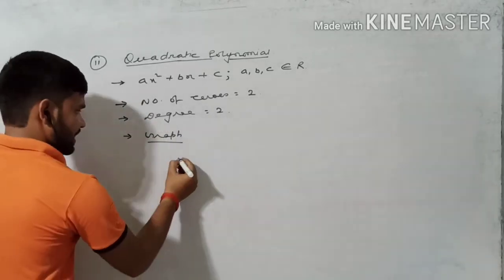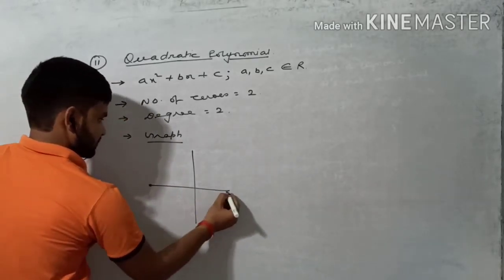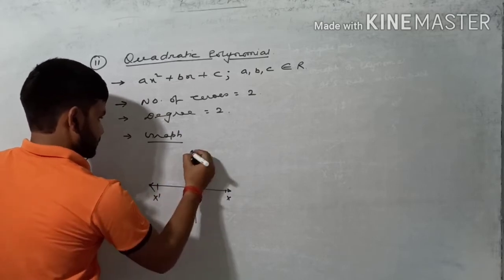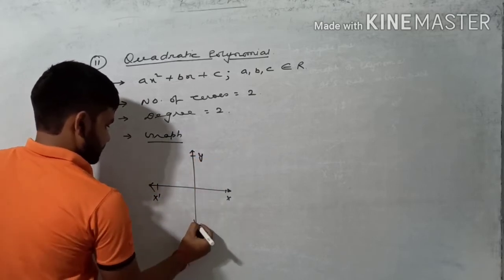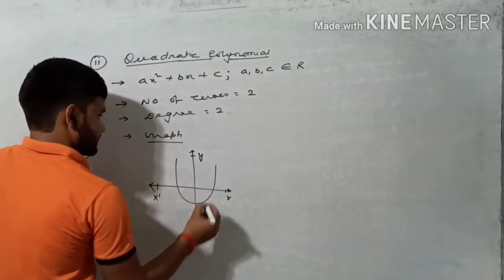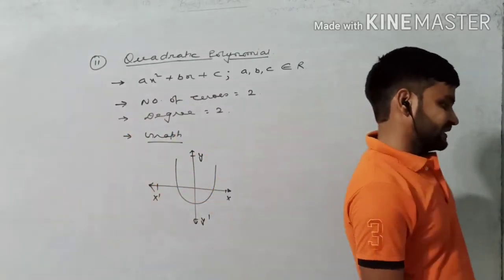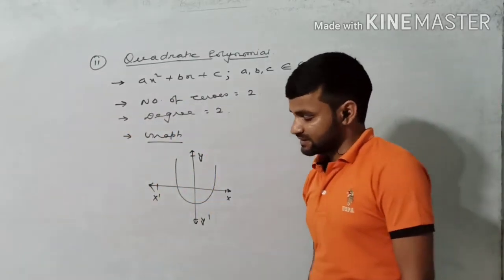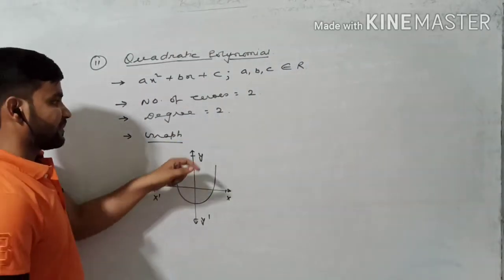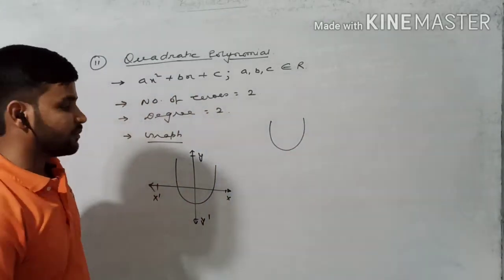Next, graph of a quadratic polynomial. The graph of a quadratic polynomial is a parabola. That means this is the structure we have discussed in class 11 as well as 12. These are the parabolic structures. That means that structure is known as a parabola.